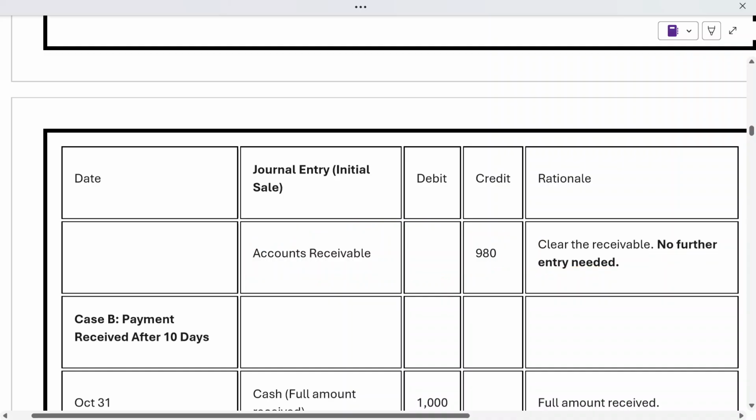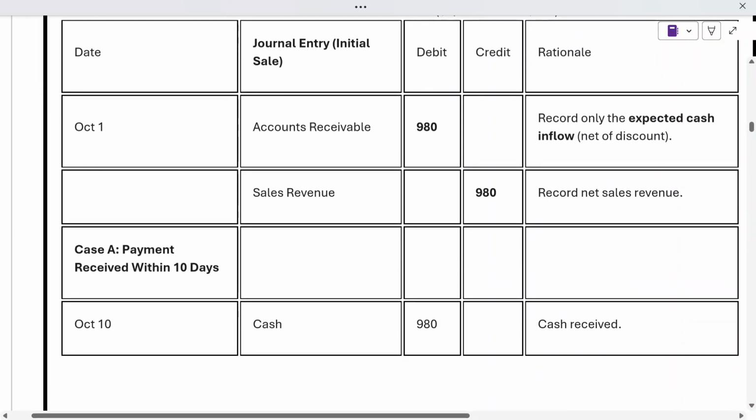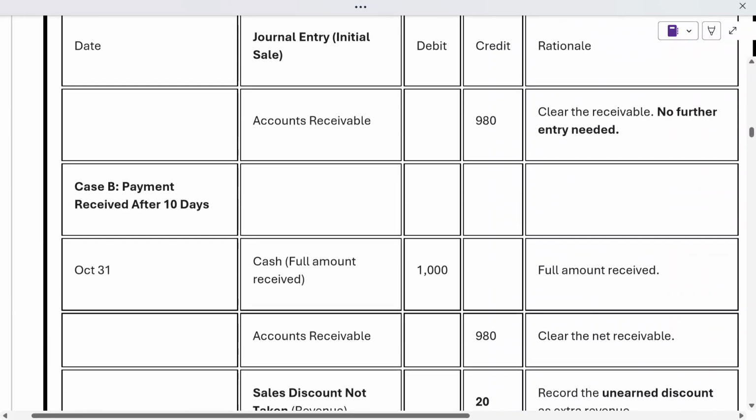But what happens in case B is that the customer doesn't come within 10 days but comes after 10 days. In that case he has to pay us $1,000, and the customer paid us this $1,000. But initially we expected that he would pay us $980 and take the discount. In actuality, he has paid us $1,000 because he is not availing the discount, since he is paying after 10 days. So in that scenario, what will happen?